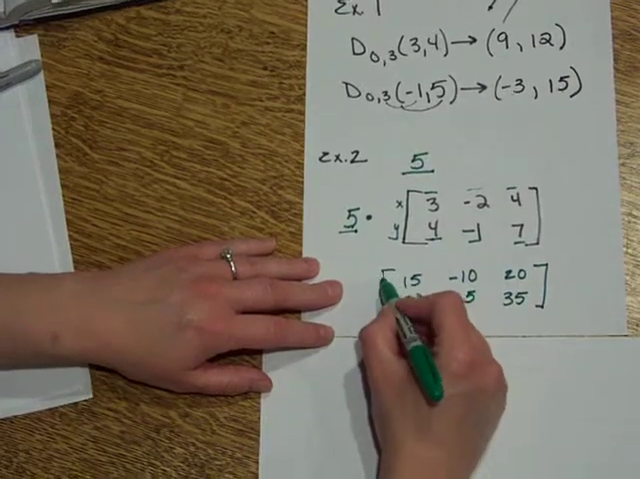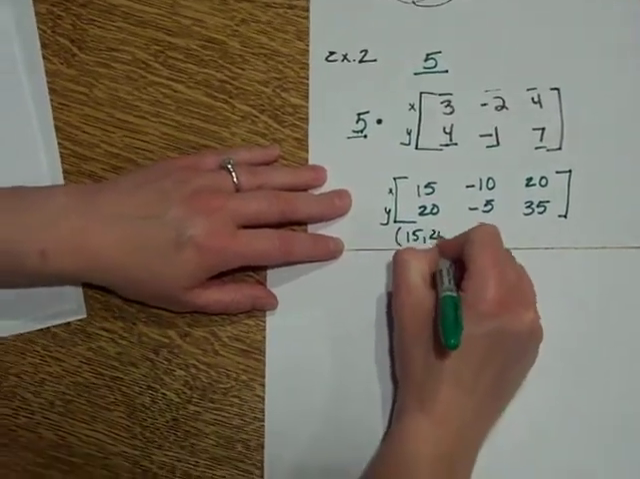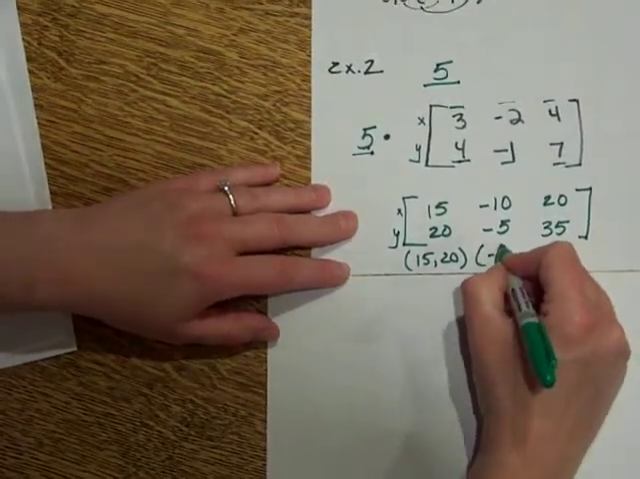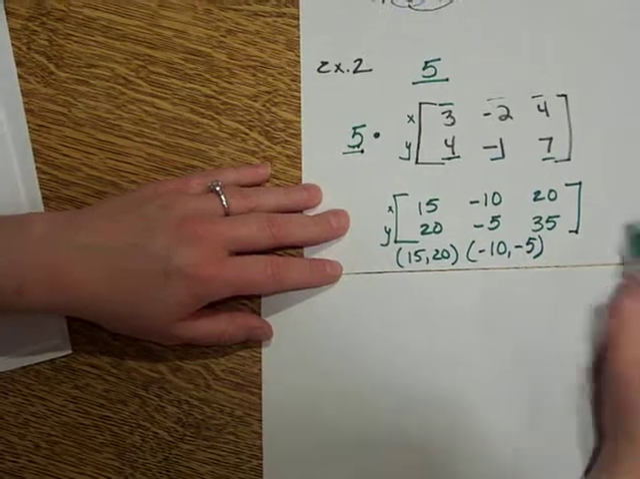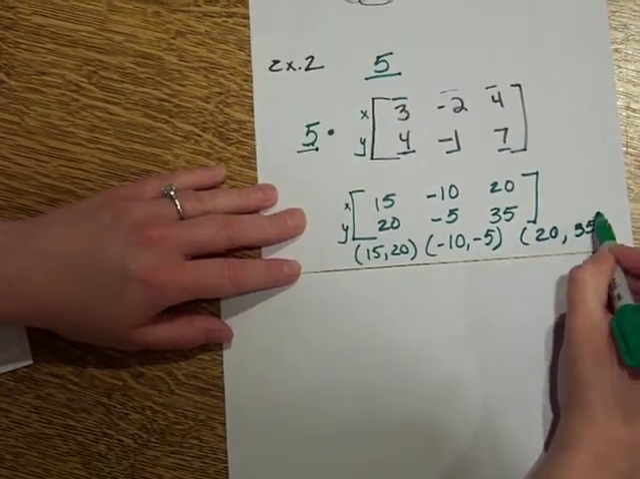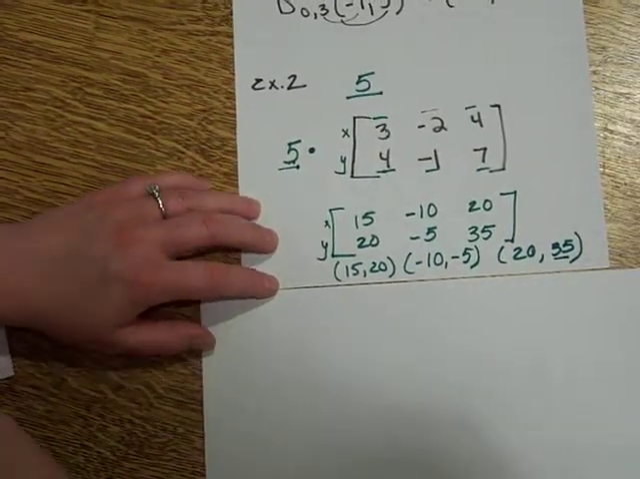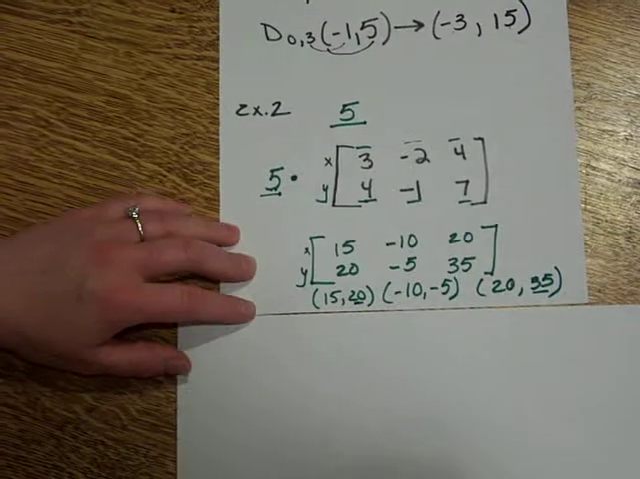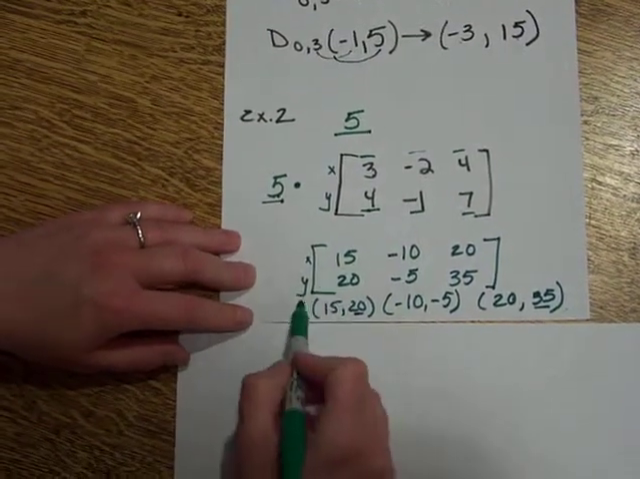Remember, this is X and Y. So my new point is 15, 20, -10, -5. And my third point is 20, 35. Thankfully, they don't ask us to graph this because that gets a little large getting all the way up to 35, even 15 or 20. They don't ask us to graph it. They just ask for the new coordinates.